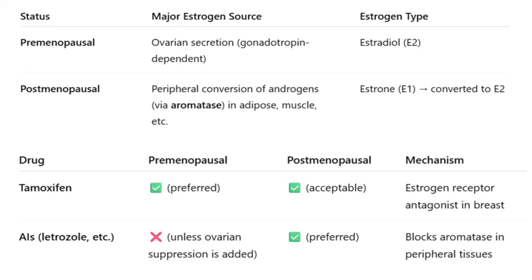In postmenopausal women, tamoxifen is also effective, but aromatase inhibitors are superior in terms of disease-free survival and recurrence prevention based on major trials like ATAC, BIG 1-98, and others.